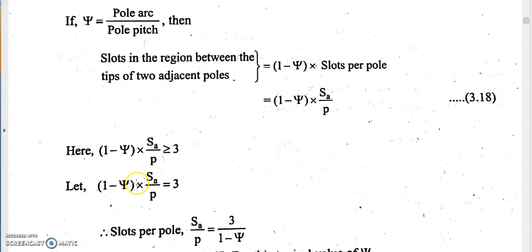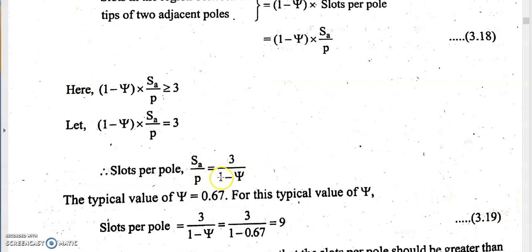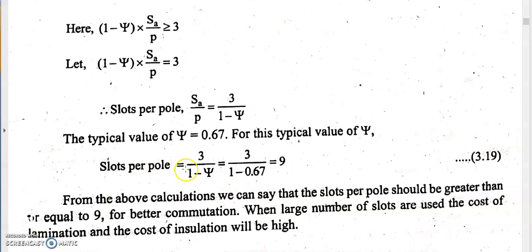So with that minimum condition we are calculating the number of slots per pole. With the typical value of psi chosen as 0.67, we are calculating the slots per pole. We are getting the value 9. So for better commutation, we will start with the number of slots per pole as 9. The range of this slots per pole is between 9 to 16 for conventional design of machines. For very small capacity machine, it can be lesser than 9 and that value can be 8.